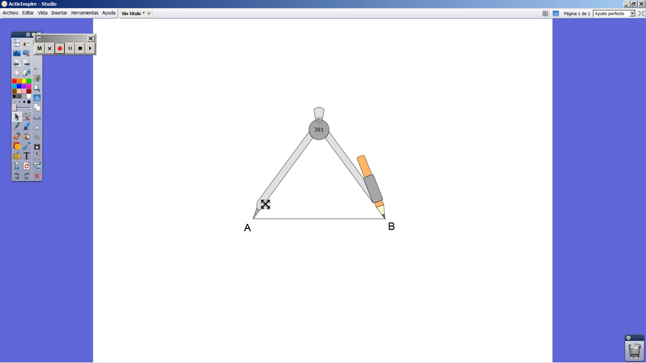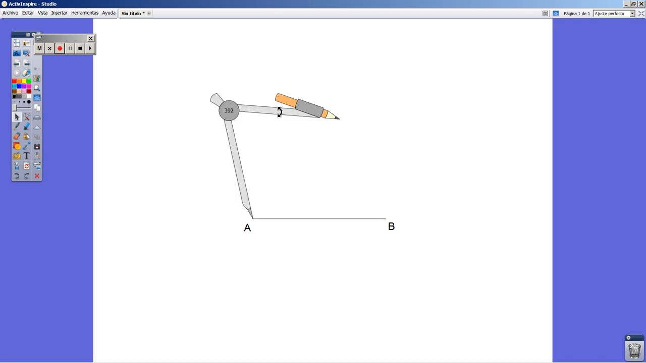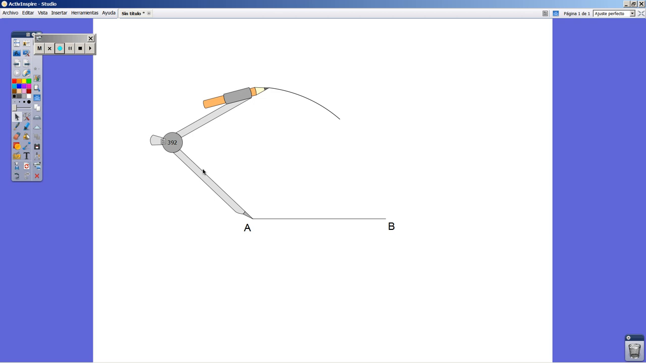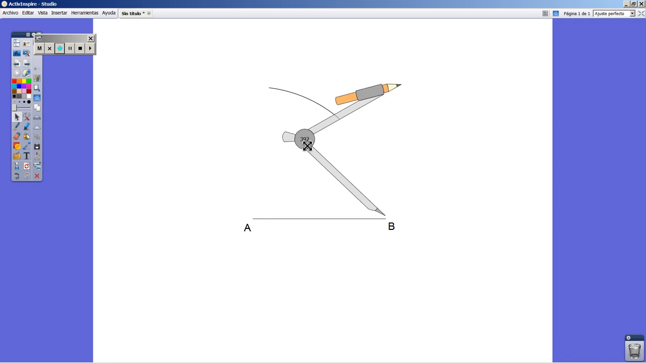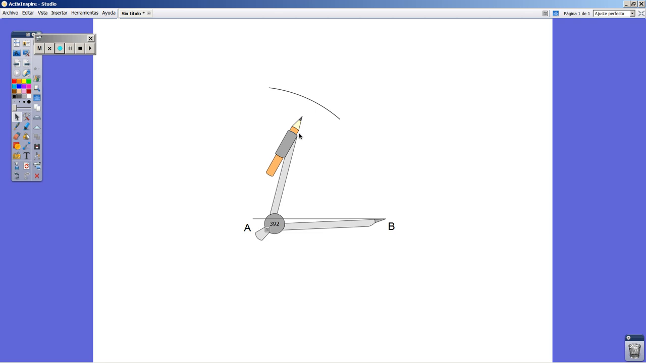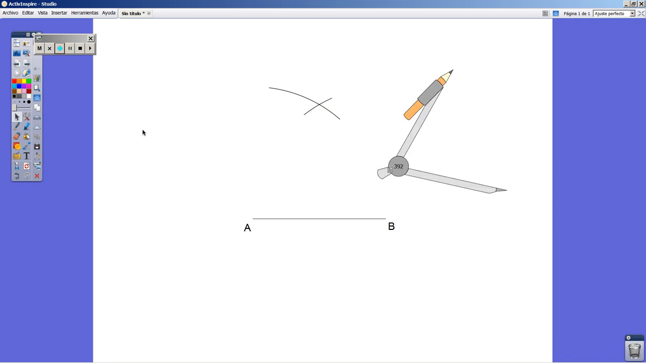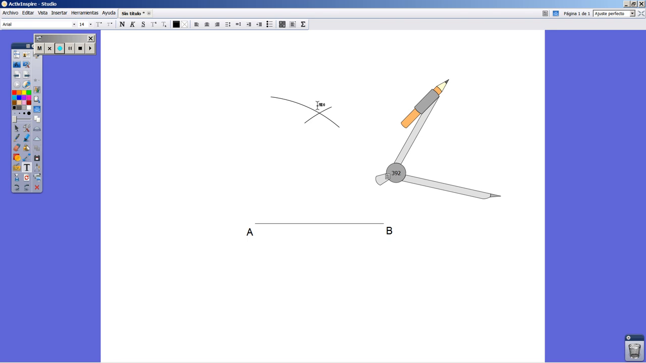So I put the tip of the compass on point A and I open the compass until point B so that I can draw a swinging arc with my compass above the line AB. I'm going to put the point of the compass again on point B and draw this swinging arc. This is going to bring about a new point. This is the intersection point of the two arcs I have already drawn.